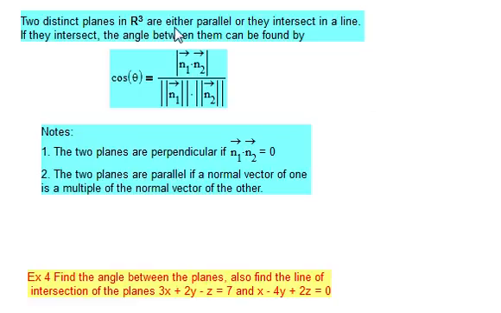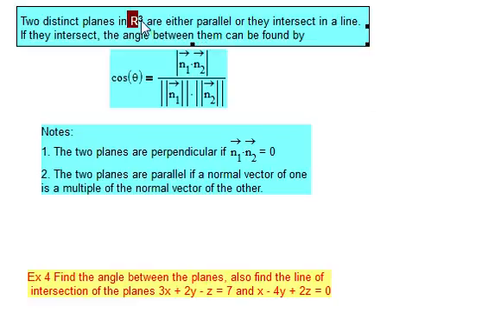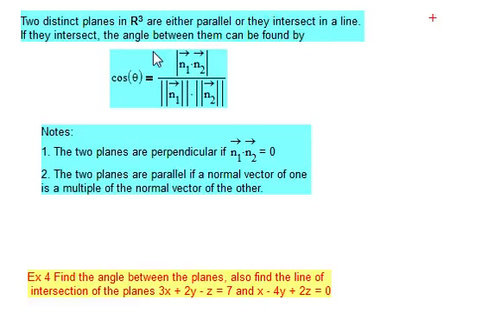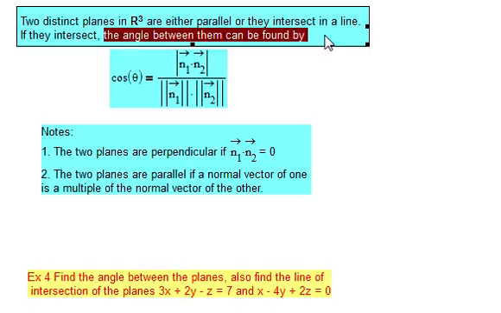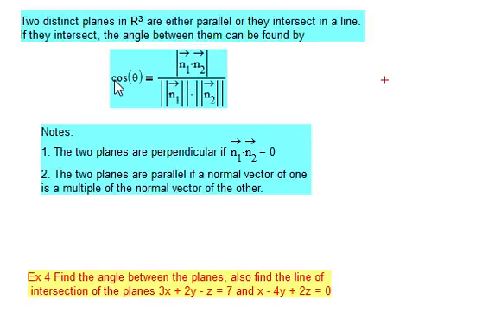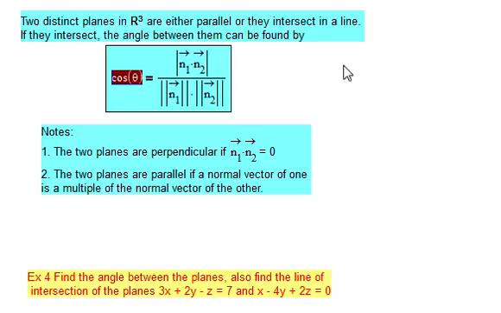Well, certainly it would be true that two distinct planes in R cubed are either parallel to each other, meaning they never intersect, or if they do intersect, they would intersect in a line. And if they intersect in a line, then there would be an angle between them. And we can find that by using, this is actually the way to find the angle between vectors in two-dimensional space.